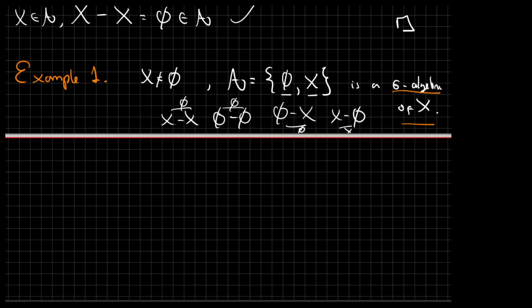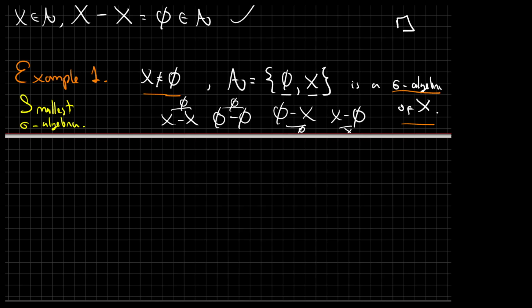So this is the smallest. Let's highlight this as the smallest sigma algebra that you can define on any non-empty set. So we have another example. Another trivial example is the power set of X.